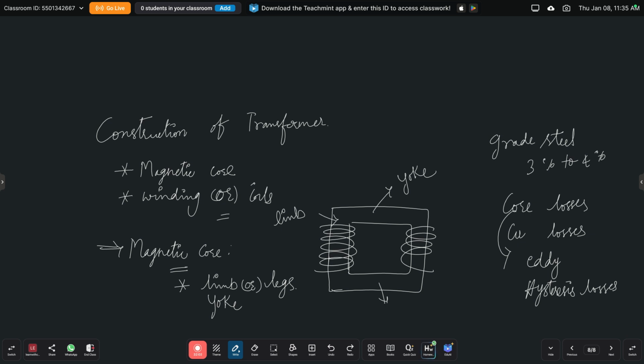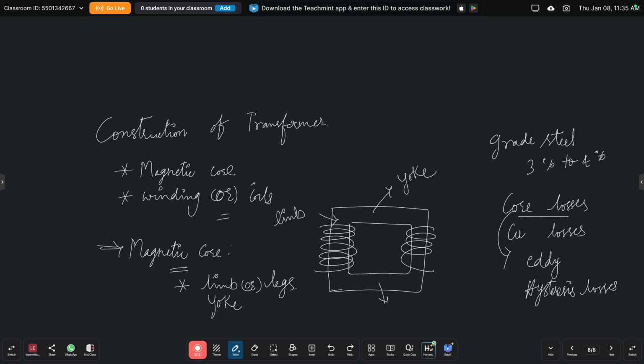So the cold rolled steel is used to reduce the core losses. Basically, for the core losses, the material we are going to use is high grade silicon steel. So the percentage of silicon is 3 to 4%. So in that we have to reduce the core losses.